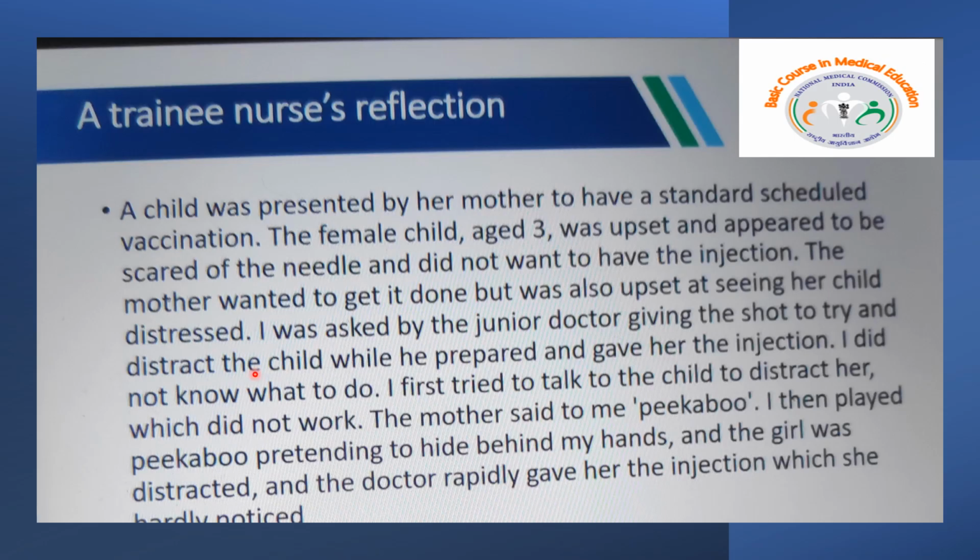So here we could see reflection writing by a trainee nurse. Okay, she has written in this way. A child was presented by her mother to have a standard scheduled vaccination. The female child, aged 3, was upset and appeared to be scared of the needle and did not want to have the injection. So the trainee nurse is experiencing how to give a vaccination to a child of 3 years old.